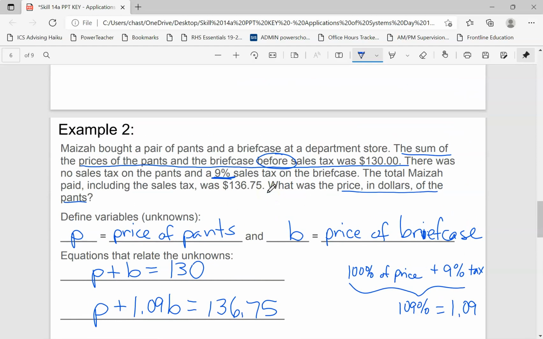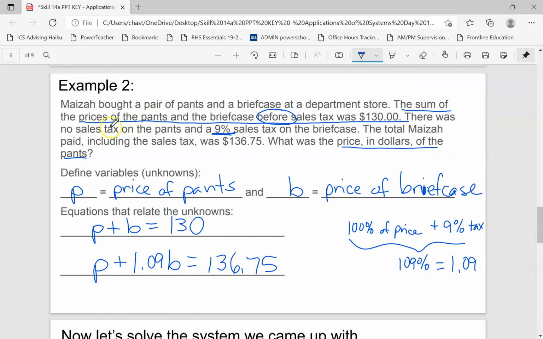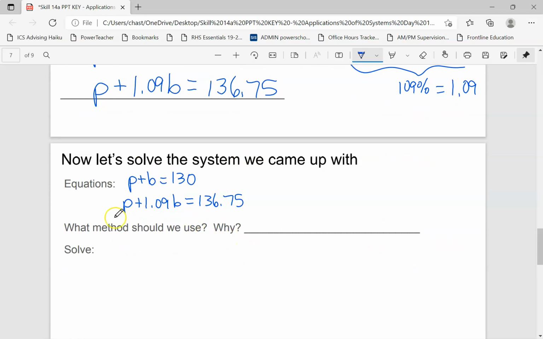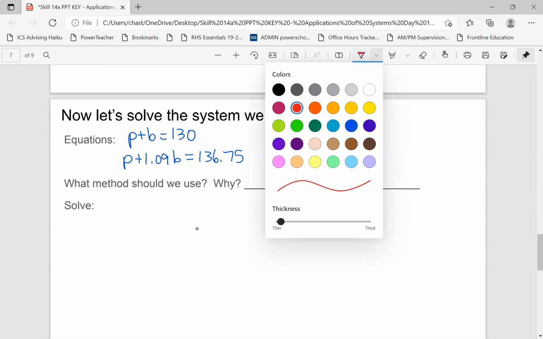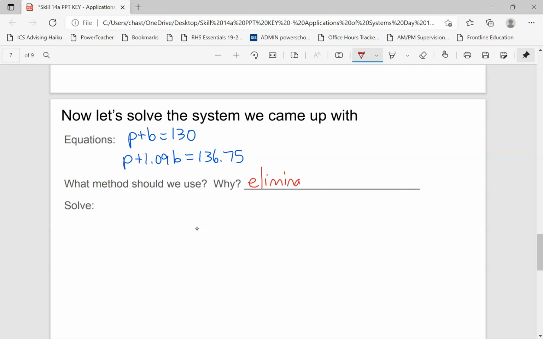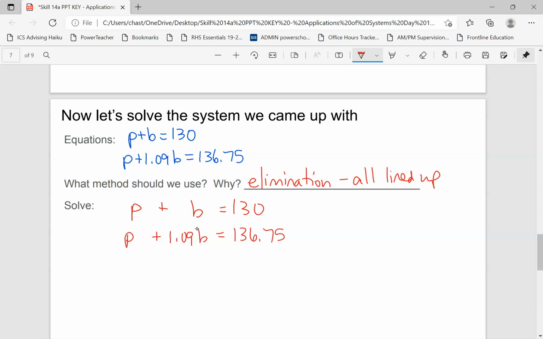Alright, so just to verify everything, no sales tax on the pants, 9% sales tax on the briefcase. Which method should we use? Well, it's really your personal preference, but I would say let's use elimination, because all things are lined up. So let's go ahead and do that. I have P plus B equals 130, and P plus 1.09B equals 136.75.